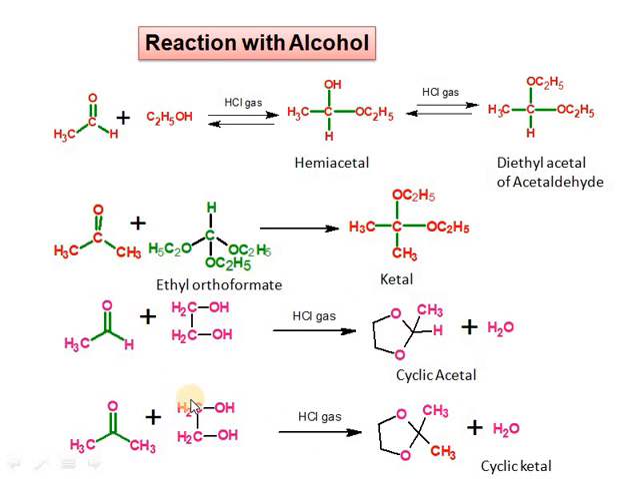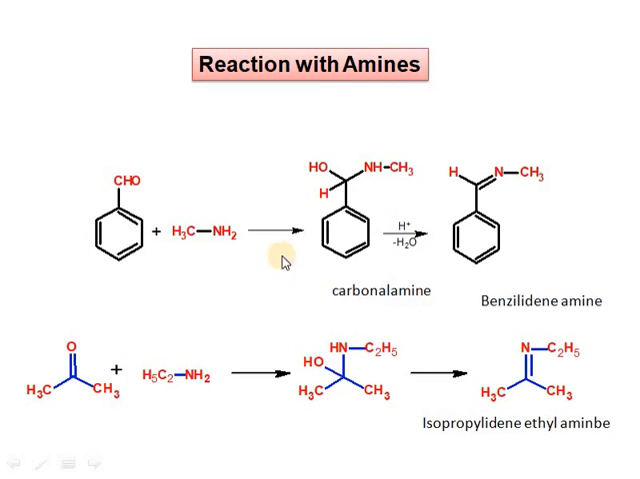Right? In place of acetaldehyde, we use a ketone to form ketals, but which ketals? Cyclic ketals. So we have seen here that we use aldehydes to form acetals, we use ketones to form ketals, then we use ethylene glycol with an aldehyde to form cyclic acetals, and in place of the aldehyde, with a ketone we form cyclic ketals in the presence of HCl gas.